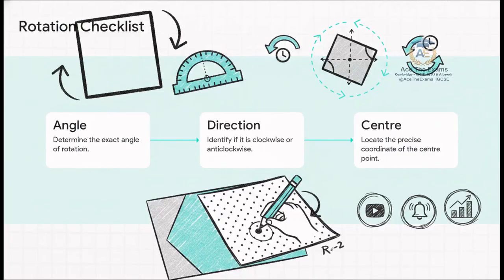So here is the crucial point for your exams, this 3-part checklist. To fully describe a rotation, you absolutely must provide 3 parameters. Step 1, the angle of rotation, like 90 degrees or 180 degrees. Step 2, the direction, meaning is it clockwise or anti-clockwise. And step 3, the center of rotation, given as a specific coordinate. Listen, if you miss even one of these 3 things, you will drop marks, no question. And again, you can use tracing paper here. Trace the shape, put your pencil point firmly down on the center of rotation, and just spin the paper.